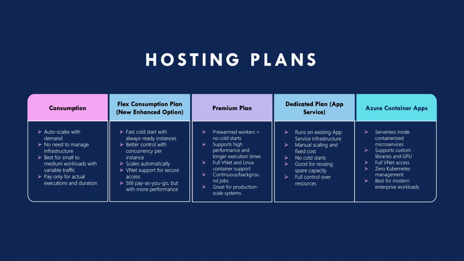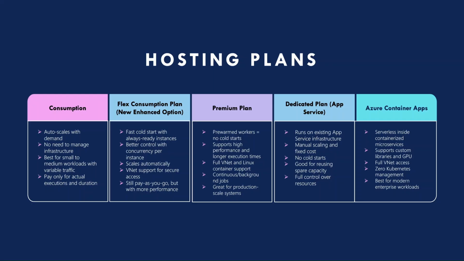The Flex Consumption Plan is an enhanced version of the regular consumption plan. It gives you faster startup times, support for virtual networking, and the ability to have always-ready instances to reduce cold start. Better control with concurrency for instances. It scales automatically and it is still pay as you go with more performance. You can use it when you want low-cost scaling plus better performance and networking control.